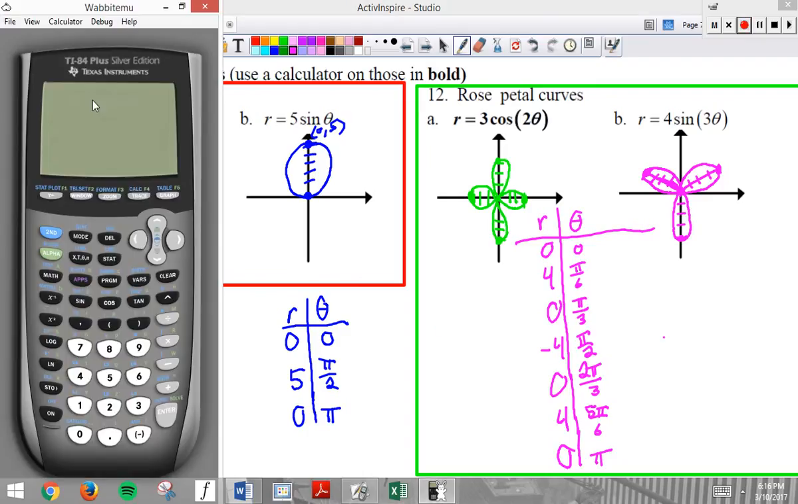Oh, for good measure, let's graph it. 4 sine 3 theta. Oh, it was so much faster than us. I cry every time. Well, you know, it's a computer. It can do it. Cool? I know why this one looks fatter. It's, again, distorted. The calculator's dumb. It should look symmetric. There should be 3 petals. Beautiful. You won't always have the calculator check. You need to be able to do it by hand.